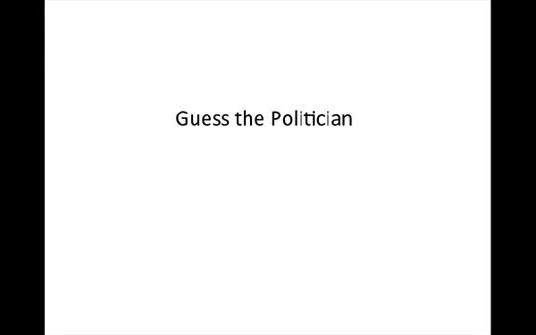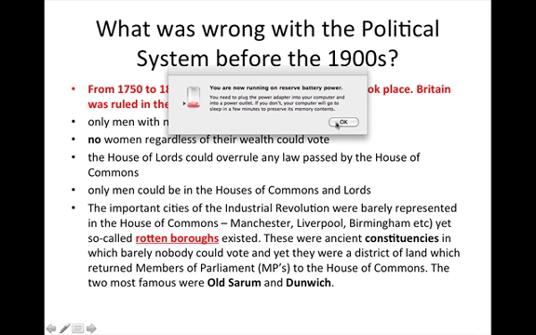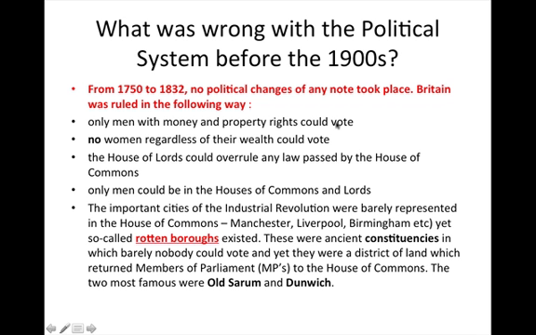So, what was wrong with the political system before the 1900s? I'd like students to make notes around their mind map on these points. From 1750 to 1832, no political changes of any note took place in Britain. Britain was ruled in the following way.